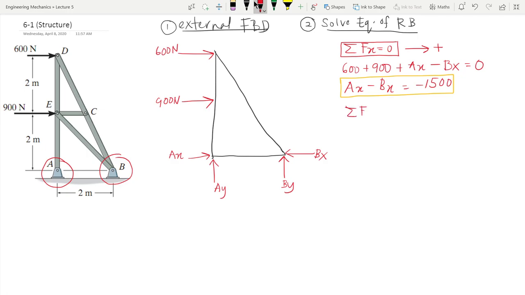Summation Fy is equal to 0. Going up is a positive. So let's look at all our vertical forces. So you've got AY. What else? Plus BY going up. AY is here. BY is here. Anything else? I don't see anything else. Equivalent to zero. Everything is equivalent to zero because this is in static equilibrium. Obviously, this is the best that you can do for this equation. There's nothing else you can do.